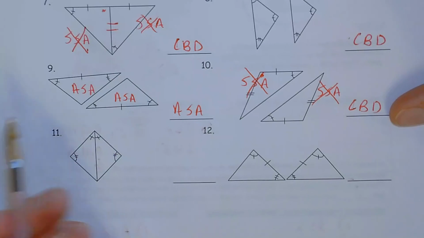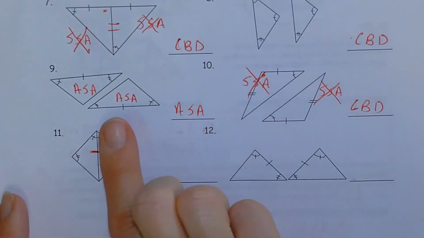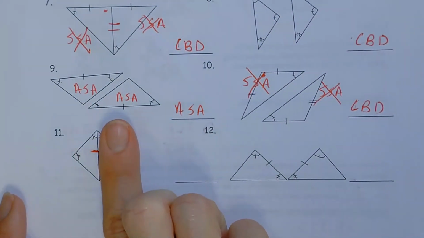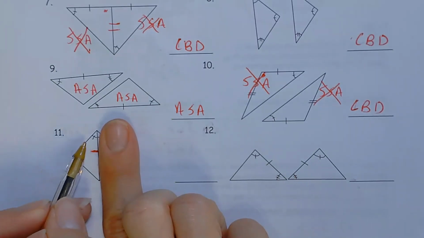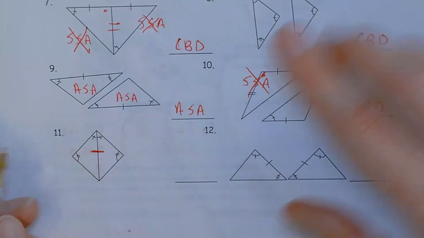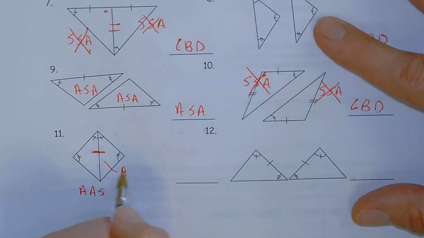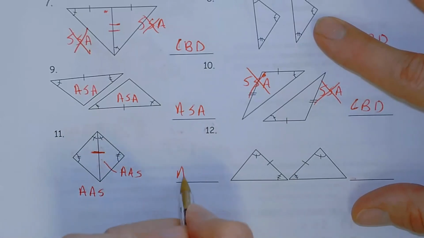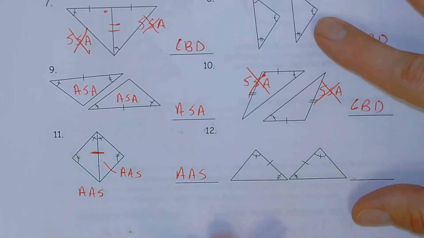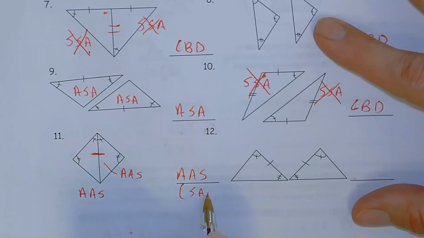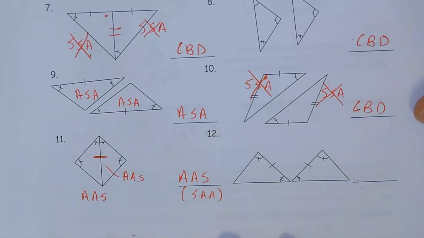All right, number 11. Go ahead and tick your reflexive segment, and then look at how you would order this. Cover one up. You have 2 angles and a side. So you have to ask yourself, is it ASA or AAS? Well, the side is not between the equal angles. So this is AAS, and on this one, this is also AAS. That is one that works. If you want to write it as SAA, you could write it that way.